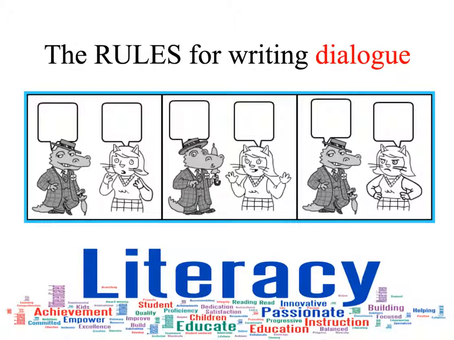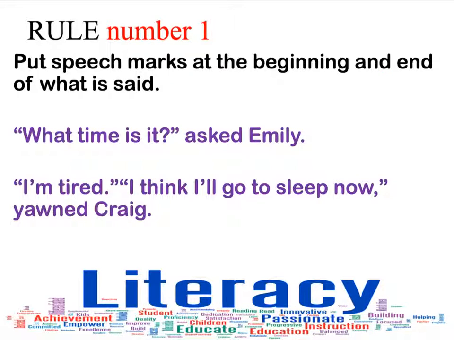Dialogue is brilliant for livening up stories, but there are some basic rules that we need to follow to ensure we get it right. First of all, you need to use speech marks or inverted commas. These identify the speech and go at the beginning and end of what is said. In the first example, the speech marks are correct.